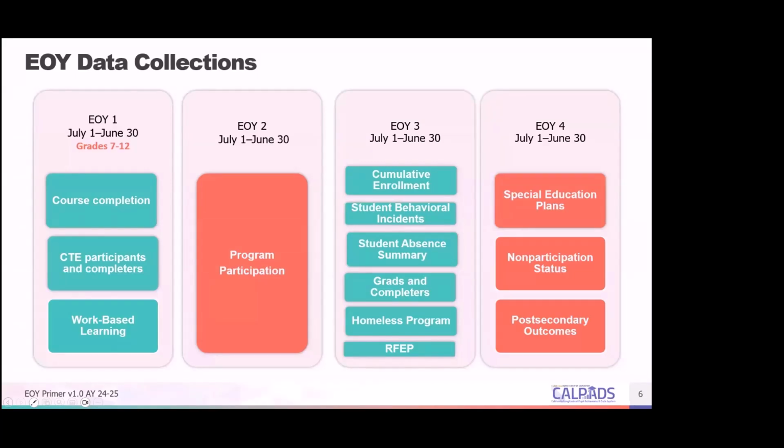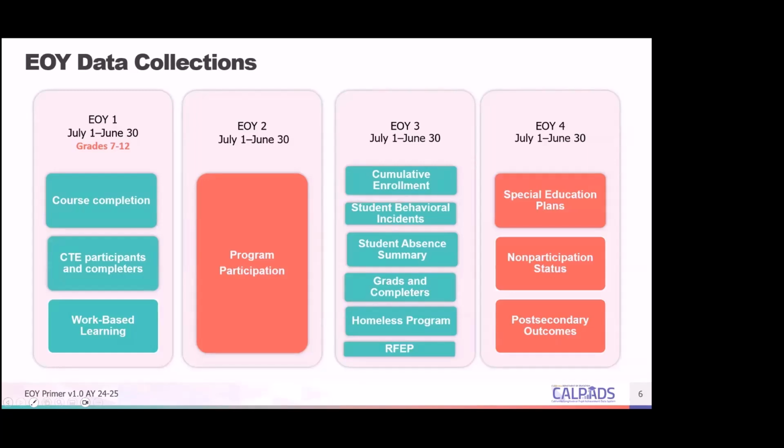Unlike Fall 1 and Fall 2, end-of-year reports on the entire academic year, from July 1st of the prior calendar year to June 30th of the current calendar year, which means that any new students or students who have left during this timeline will be reported. End of year 1 contains course completion information, including Carnegie units and college credits earned, as well as leadership and military science course completions. End of year 1 also contains CTE participant and completer information and the work-based learning or WBLR file.